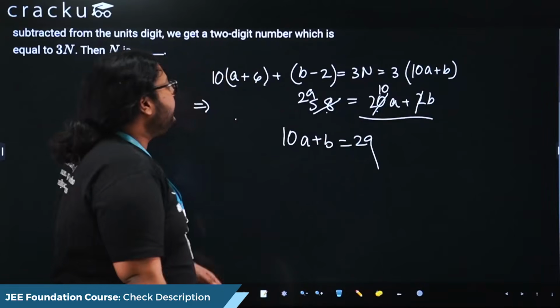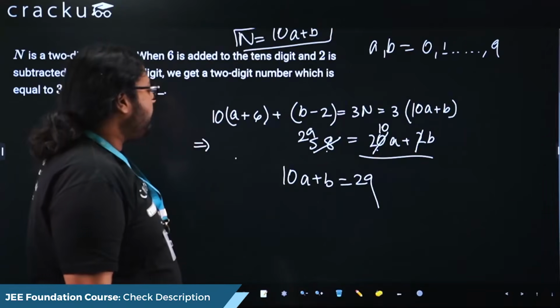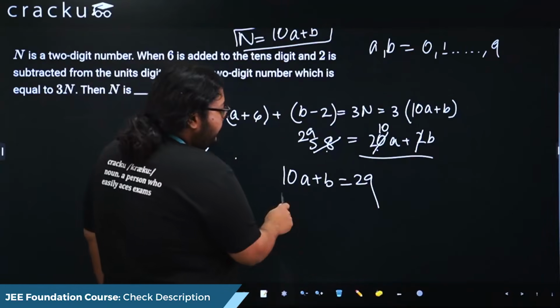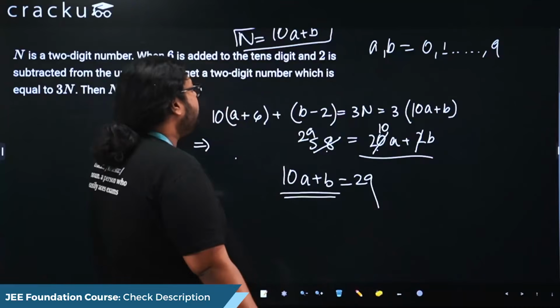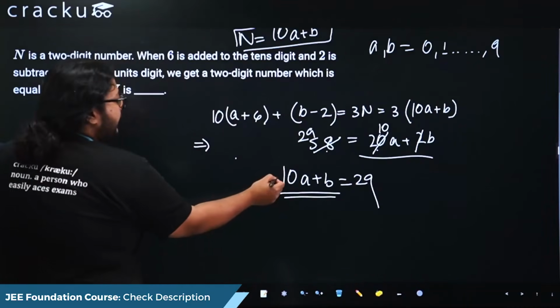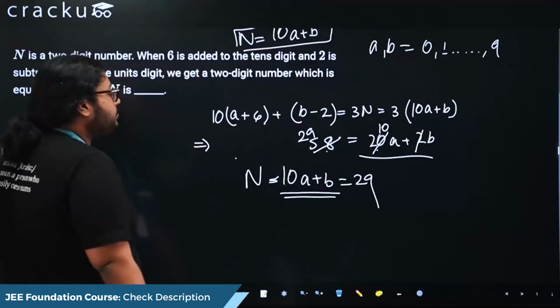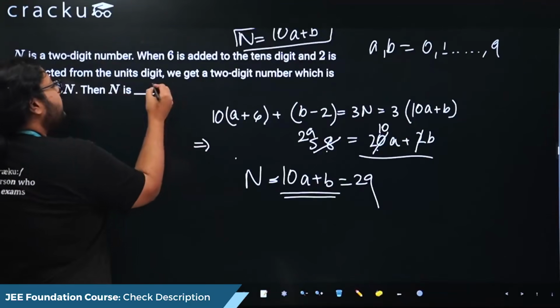Okay, so I didn't really have to figure out the values of a and b. Essentially, I am left with 10a plus b, which is 29, and 10a plus b is actually n. So that gives me the value of n is 29.